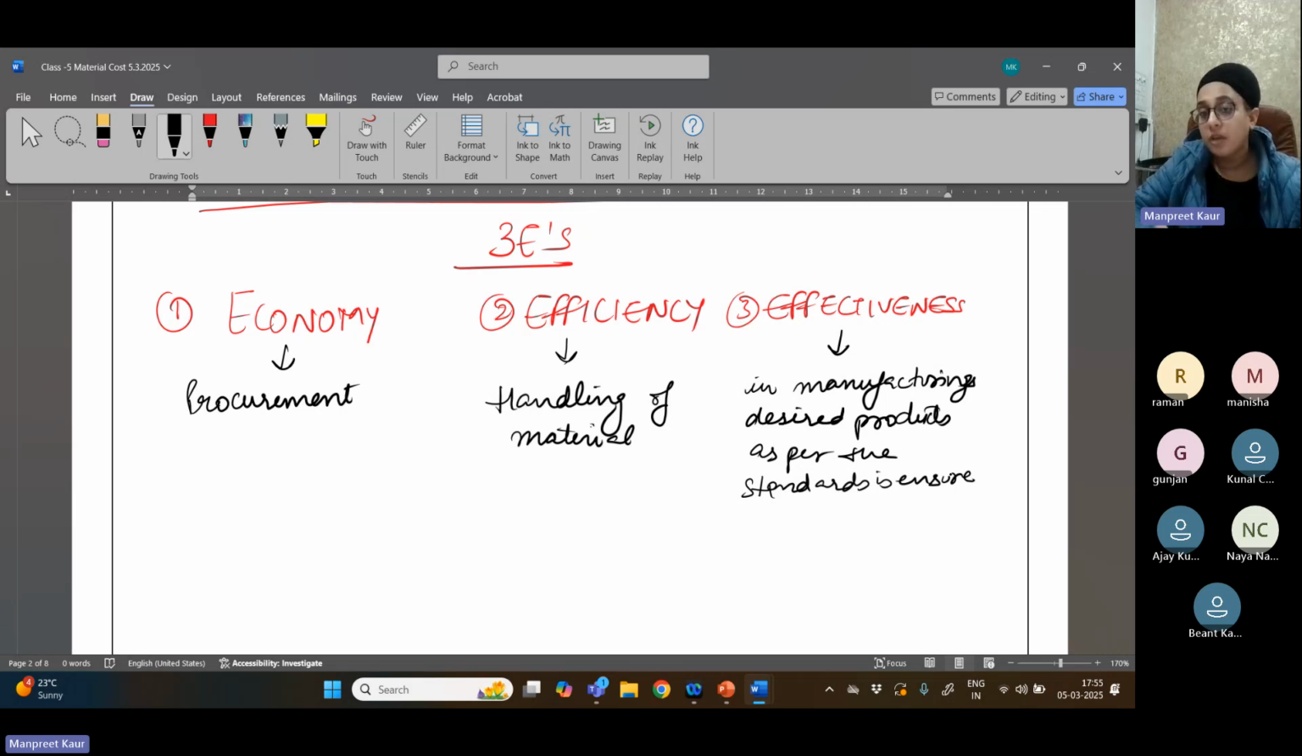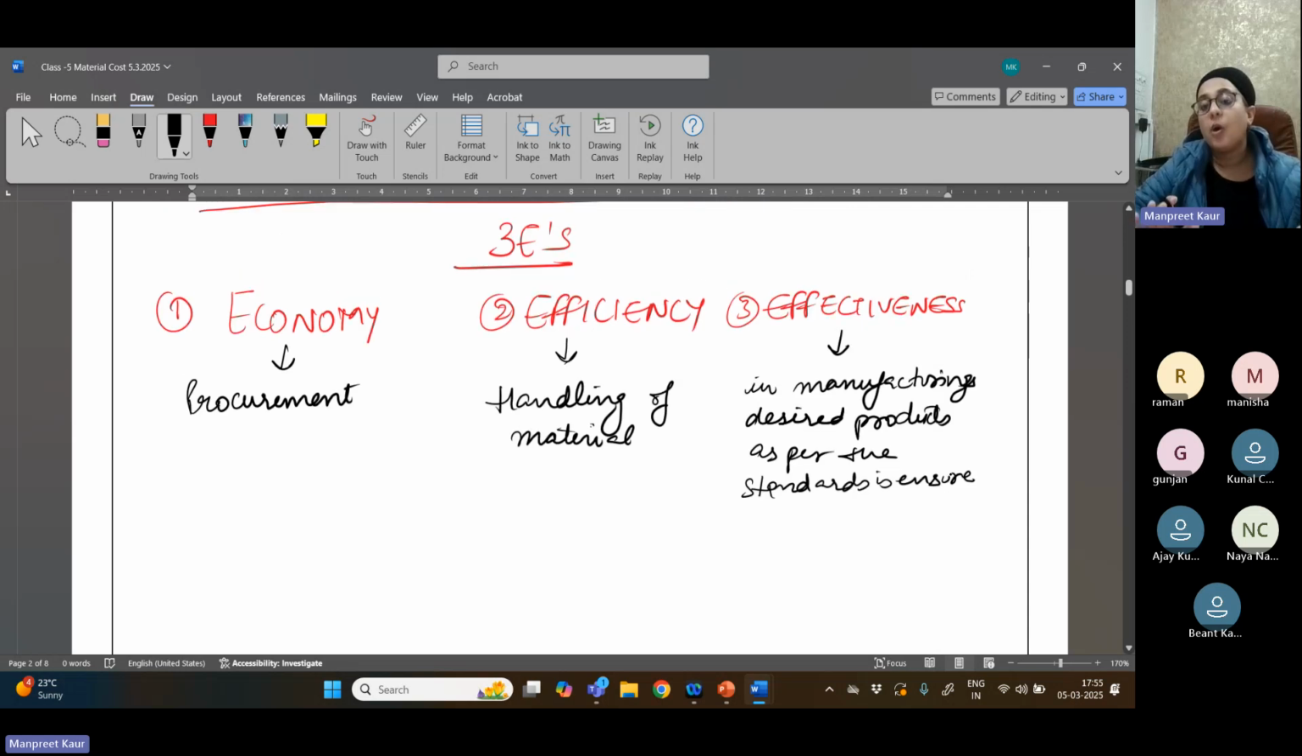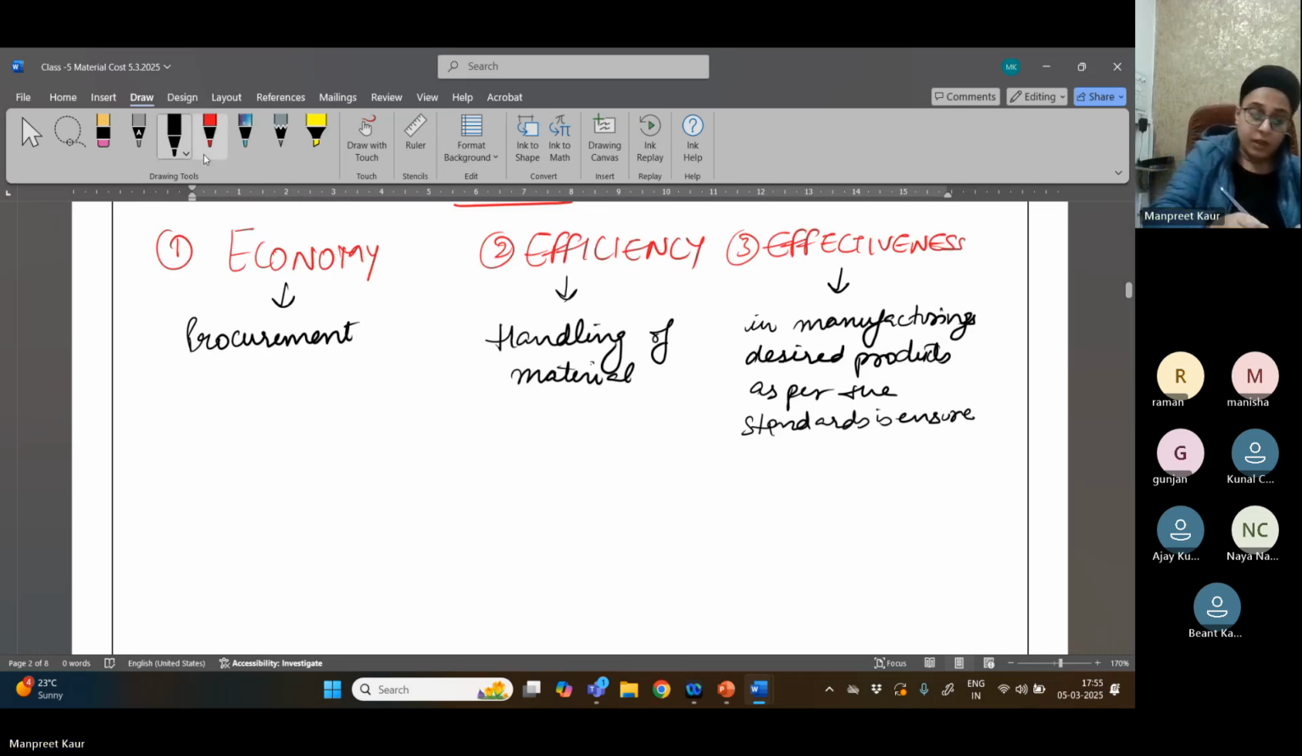Desired products are given to the customer as per the demands of the customer as well as the standards that have been set. Between the agreement which is done, it is ensured that manufacturing should be done according to the customer need. Effectiveness should be there. It is economy, efficiency, and effectiveness.